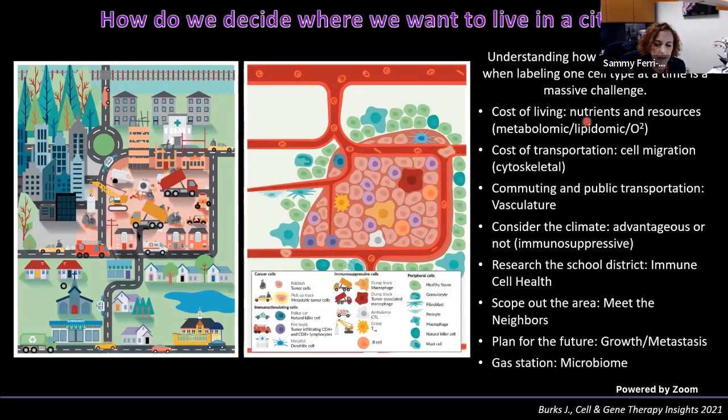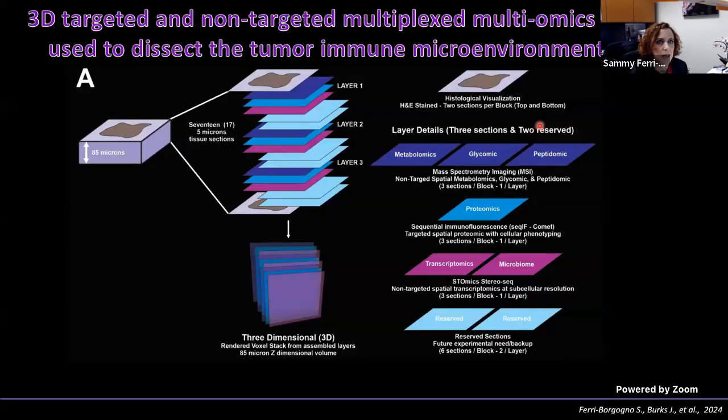Well, with the two studies that I just presented, you can see that there was a lot of information that we couldn't assess. And so we decided to develop a new pipeline that would allow us to consider all of these factors, utilizing the least amount of tumor sections possible, and also contain the cost of the analysis. So we developed a 3D targeted and non-targeted multiplex multi-omics workflow to dissect the tumor immune microenvironment.